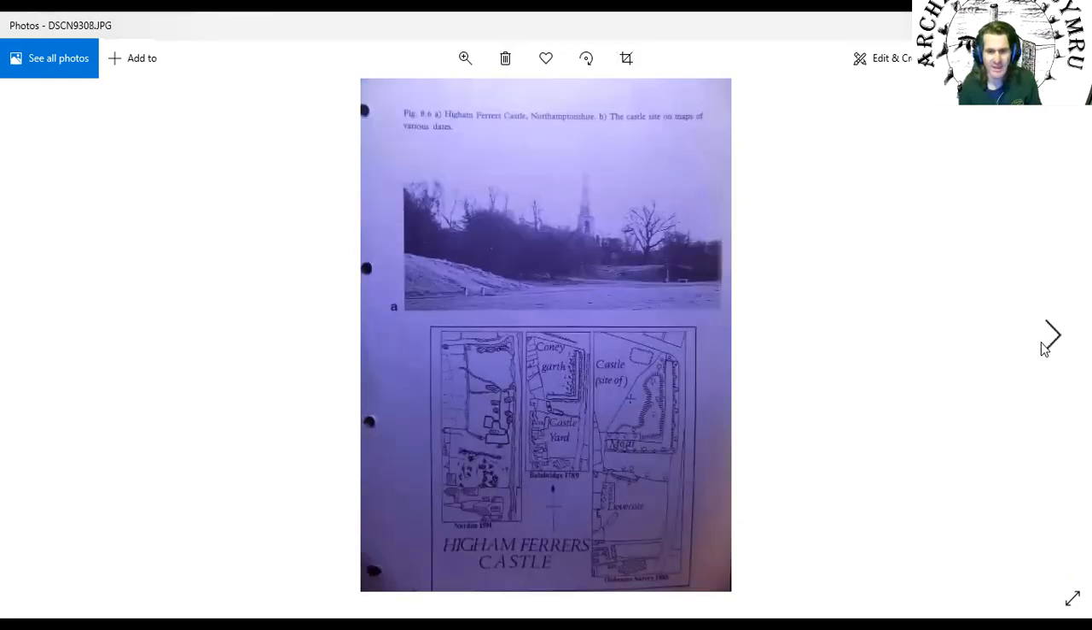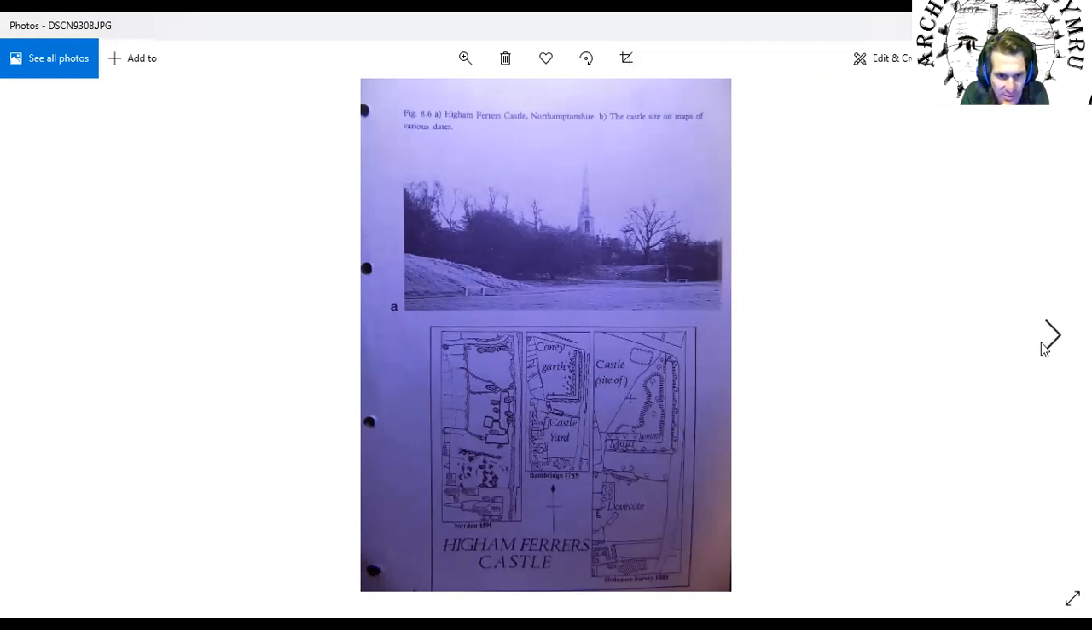We've got something very exciting now. This is a very odd one. Very exciting, this one. Let's get a bit excited with what we're doing. We're now in Northamptonshire. And interestingly enough, I've also got a qualification involving Northamptonshire as well. That's where I got my A-level in archaeology. So this landscape is known as High Ferrers Castle, Northamptonshire.